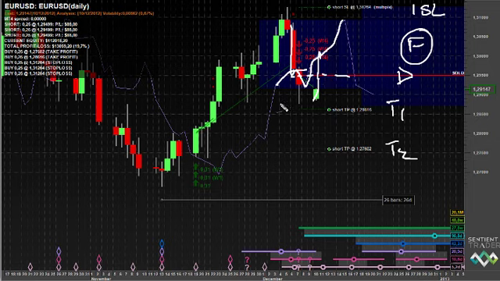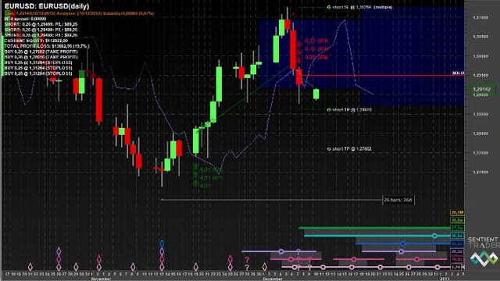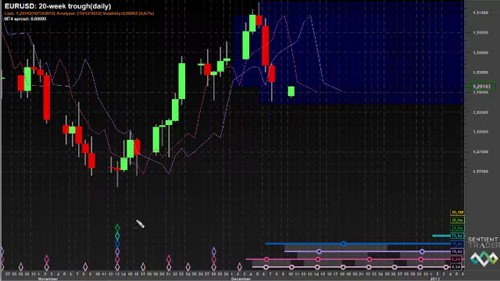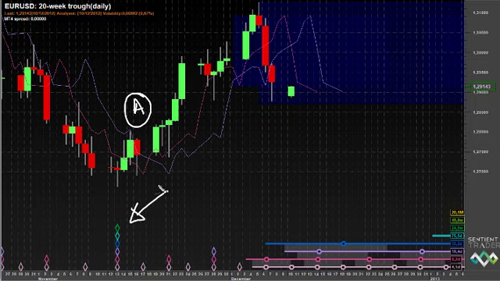Now, why didn't I enter as price came down to the FLD on the Thursday? Well, that's because I've got two analyses going here, and in the other analysis, the picture was slightly different, and the FLD was at a different level. So let's go and look at that chart. So according to this analysis, the 20-week cycle trough occurred over here, and the long trade that we were in was in fact an A category trade.